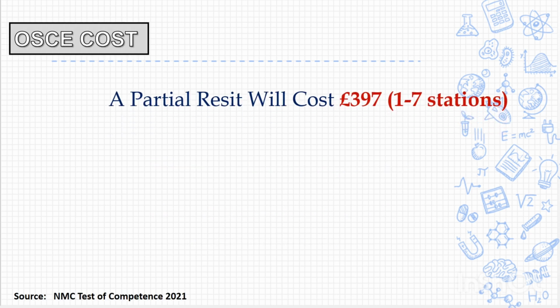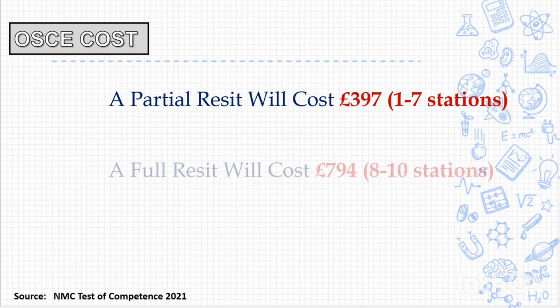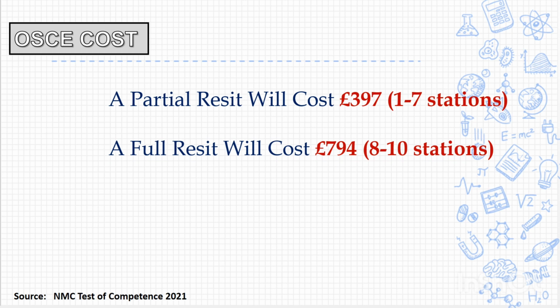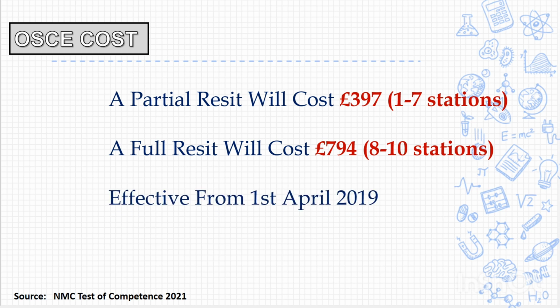If you fail in OSCE, a partial reset will cost £397 sterling. That is, if you fail in 1 to 7 stations, only a partial reset will be happening. A full reset will cost £794 sterling. That is, if you fail in 8 to 10 stations, you have to have a full reset. It has been effective from 1st April 2019. So it has been taken from the NMC website.